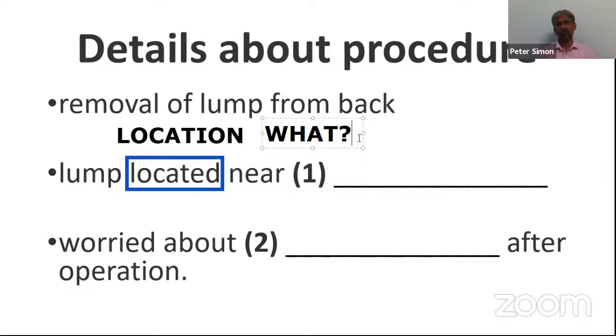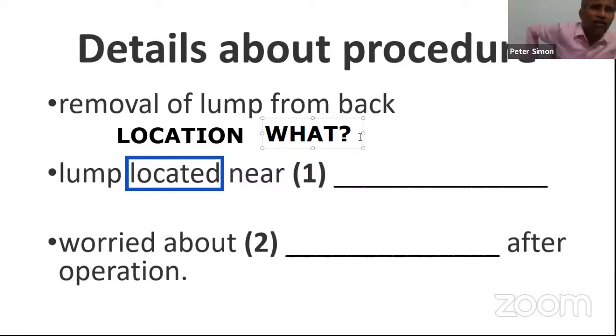What or which? Both refer to something, or someone, but someone is ruled out. So something is coming. So, located near. Remember, he will tell you about a body part, so that body part is very important.